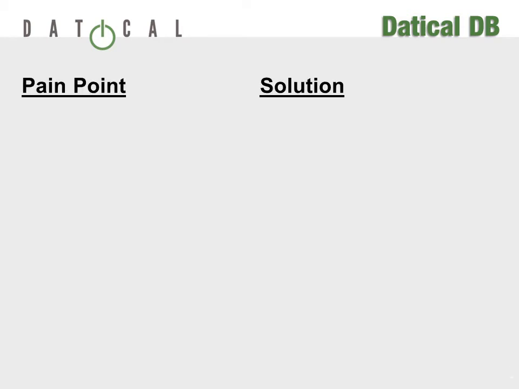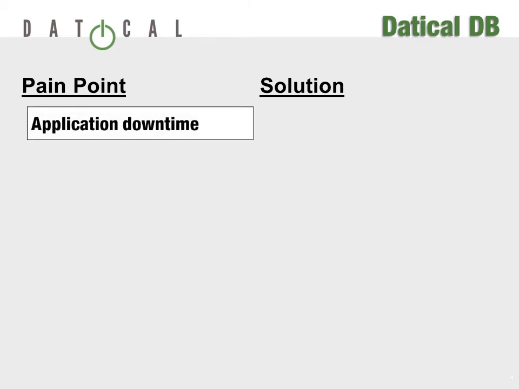Now that we've described the use cases where Datical DB provides the most benefit, we'd like to take a look at some specific pains in the application lifecycle and the unique features Datical DB has to alleviate those pains. When a change fails or doesn't deploy correctly, it requires a maintenance period to identify and solve issues. This downtime can equate to lost revenue.